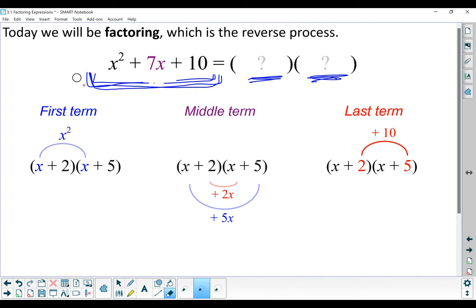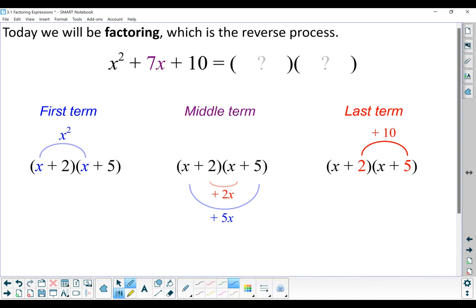So it's a little tricky at first. For some people it comes kind of naturally, and then for other people it's a little bit hard to get your brain to think this way. Really thinking about and understanding multiplication helps you be a better factorer.